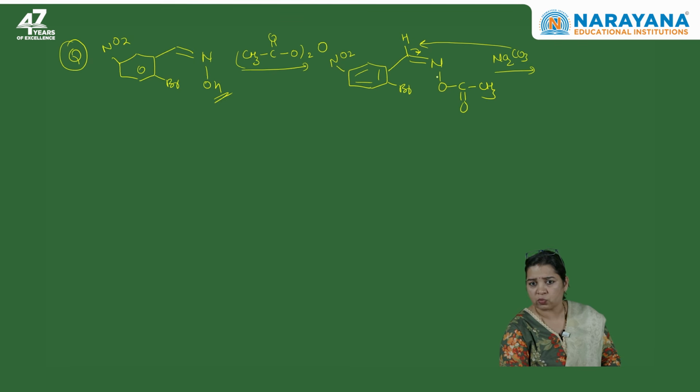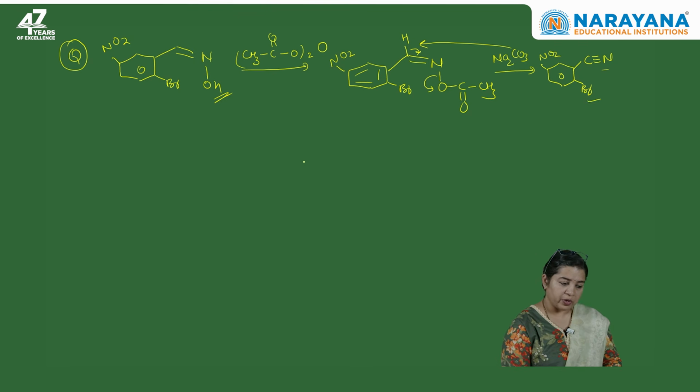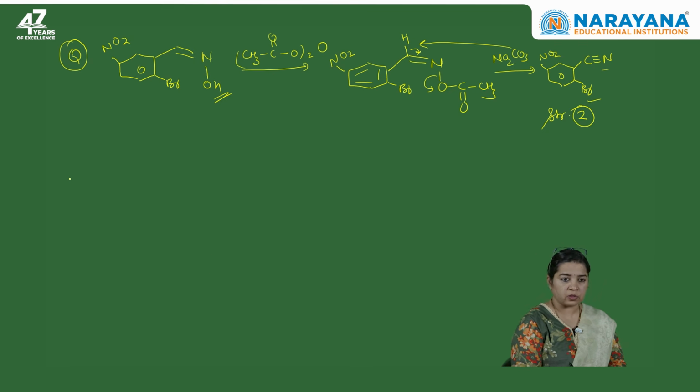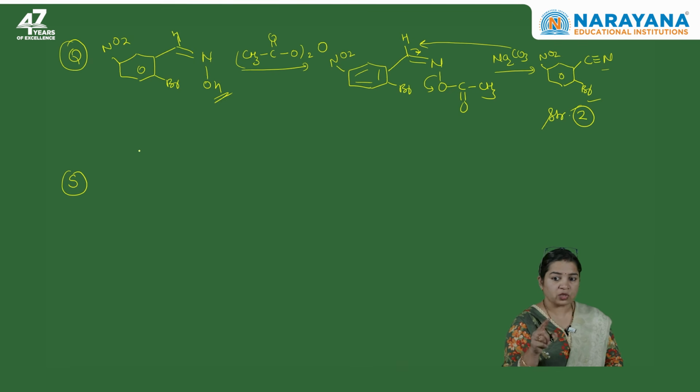No effect on this bromine. This coming acetate, being a good leaving group, left. So I will have NO2, bromine here itself, and C triple bond N, cyano and bromine. When you check, I think this is structure number 2. This will be structure number 2. Now see, this was aldoxime, here was H. So H is removed and the good leaving group left.